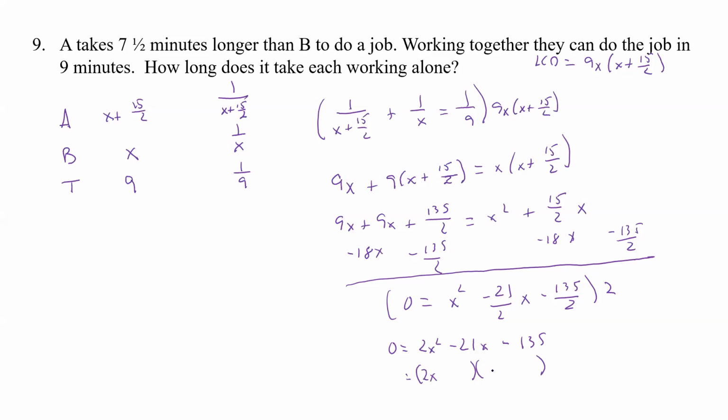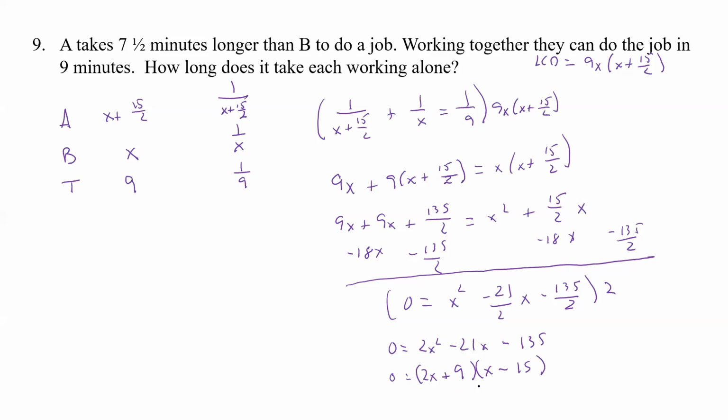So it's 2x, x. Now 135, that's divisible by 9. 9 goes in there 15 times, so 15 and 9. 2 times 15 is 30 minus 9 is 21, so that would work. So let's try that. That's going to be a 30, so we need a negative, and then a positive, and we still have that equal to 0.